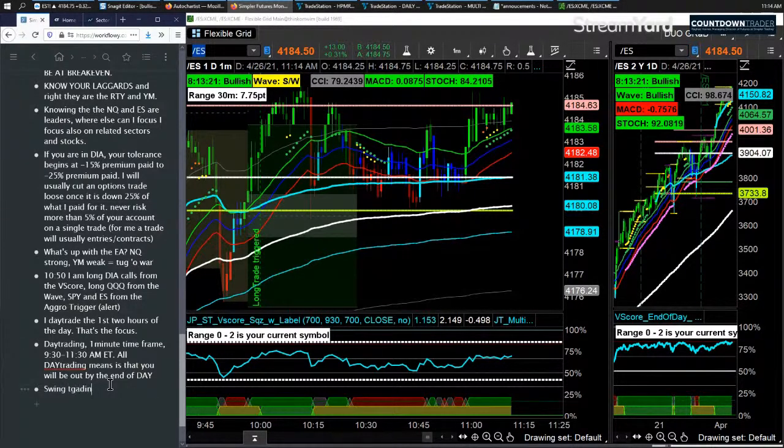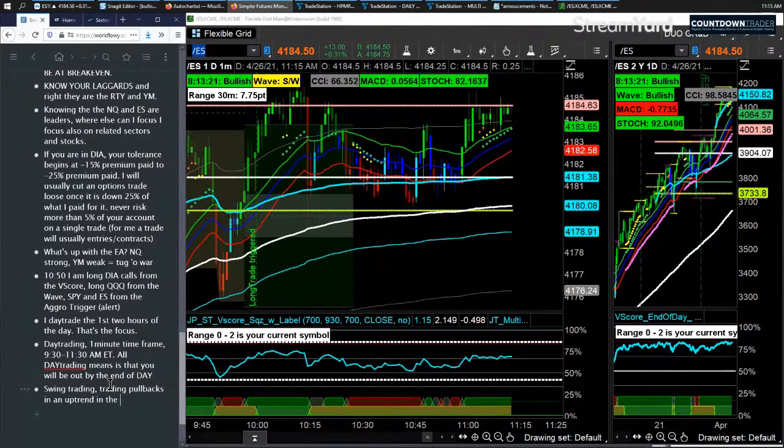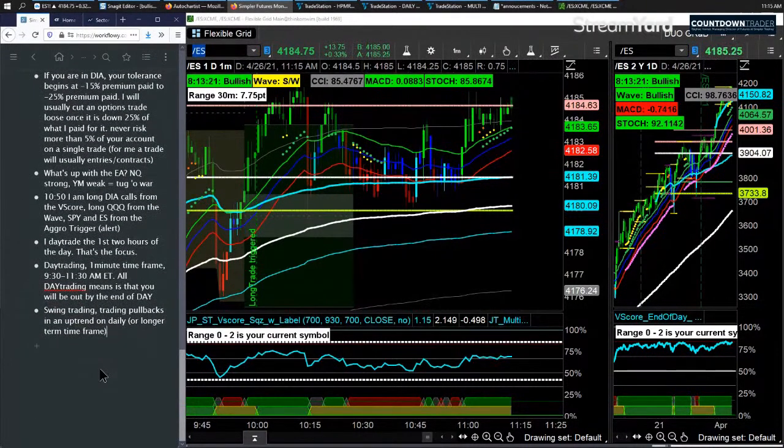Swing trading. Okay. My definition is a little different than probably you've heard, but that is trading pullbacks in an uptrend on the daily for a longer term time frame. That's it. It doesn't mean 3 to 5 days. It doesn't mean 5 to 7 days. It doesn't mean whatever the arbitrary number of days are. It simply means the market is trending and it's corrected.